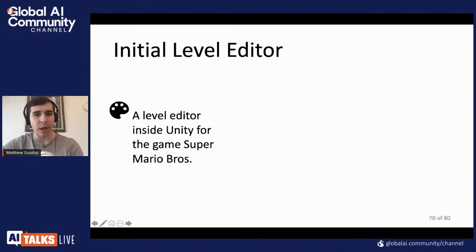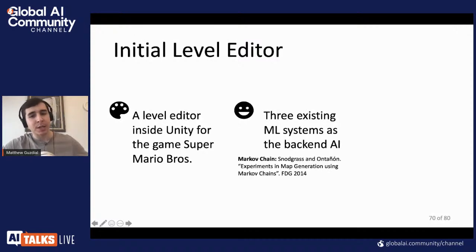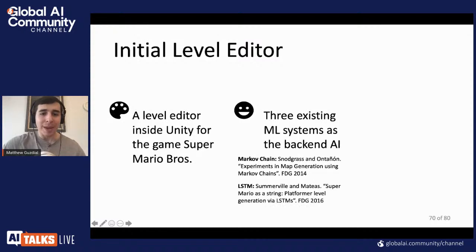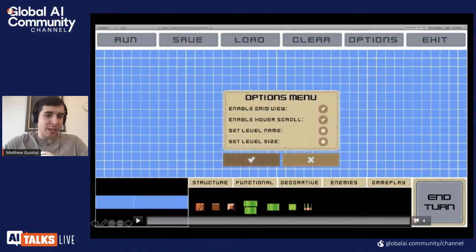So our initial level editor was built inside Unity for the game Super Mario Brothers. We had 3 existing machine learning systems as the backend AI. These were the Markov chain, by Snodgrass and Ontañón, an LSTM, a long short-term memory recurrent neural network, so a deep neural network by Summerville and Mateas, and the Bayesian approach that I mentioned earlier. And then we used a turn-based framework. So let me give an example of that.